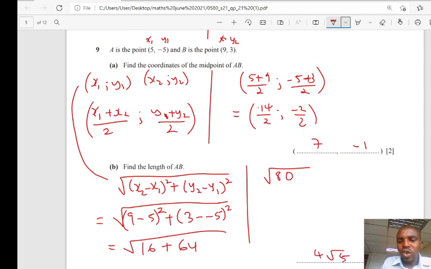You can just put it in your calculator, and the calculator will simplify it for you. Or to simplify, these are surds. To simplify surds, you find two numbers that are factors of 80, one with a square root, the other one usually without a square root.